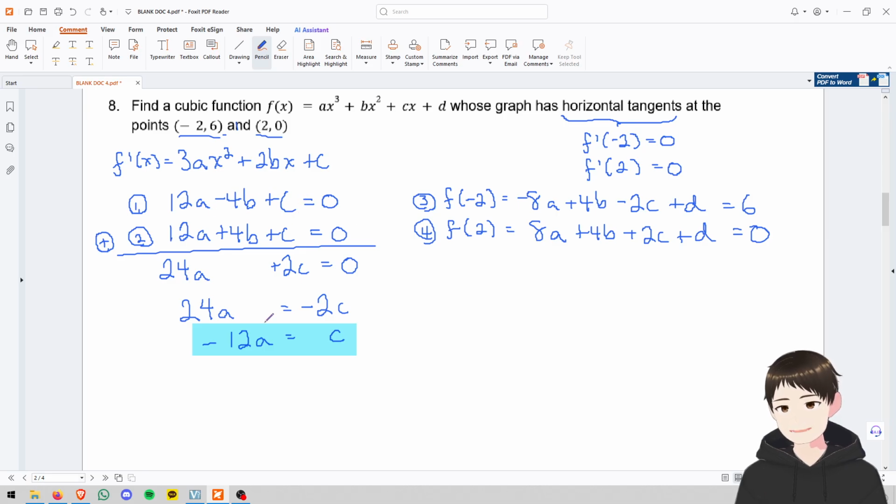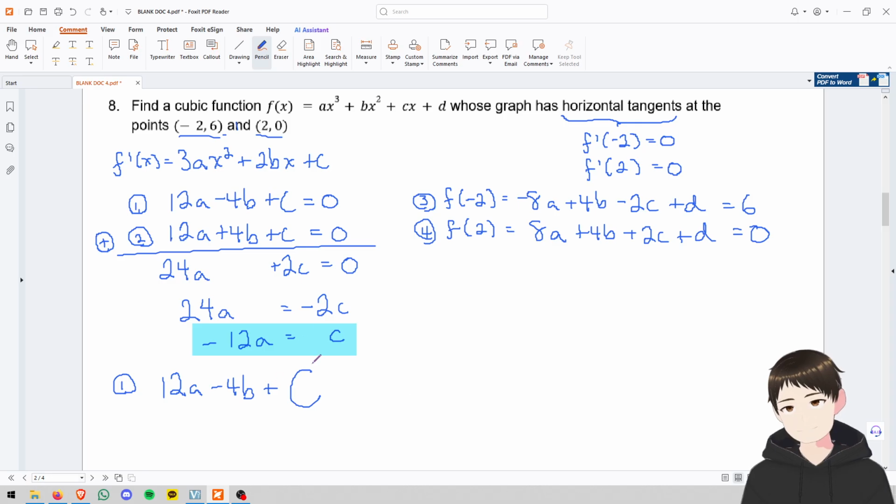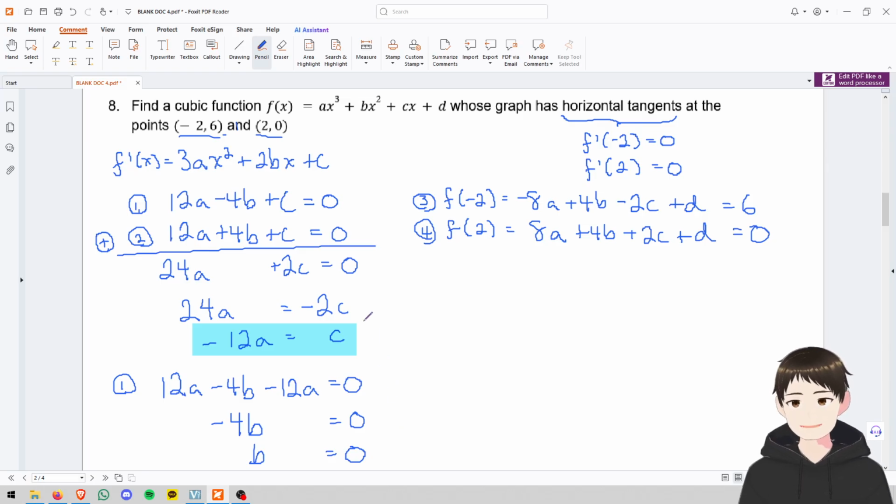I have 3 equations, but take a look. If I plug in, so this is equation 1, 12a minus 4b plus c equals 0. But what is c? c is negative 12a. So if you cancel that out, 12a, negative 12a, I've got negative 4b equals 0. What does b have to be? 0. We figured one out already. Great. What does that imply?